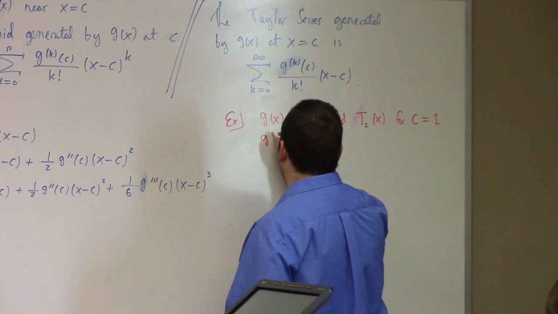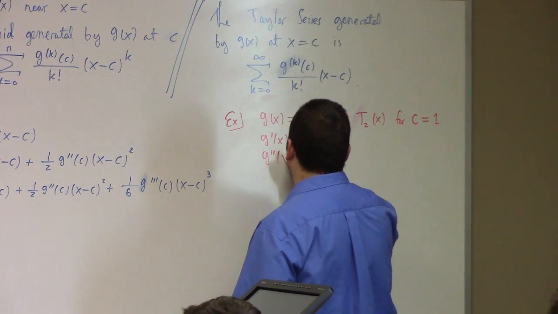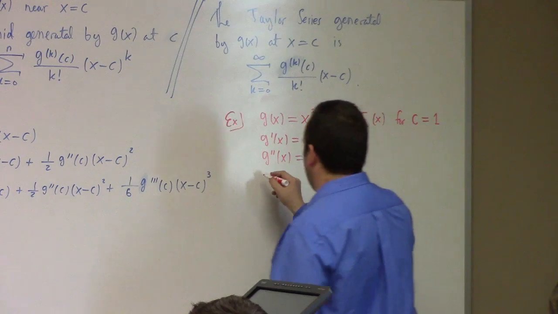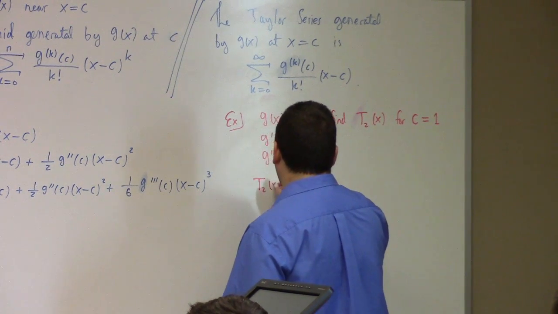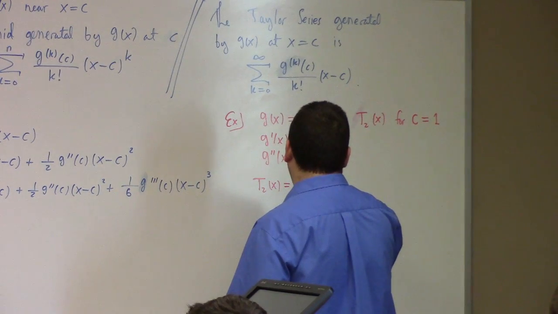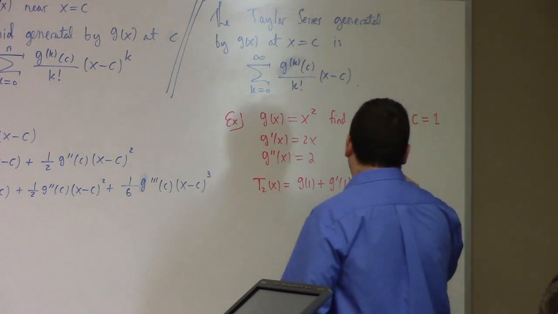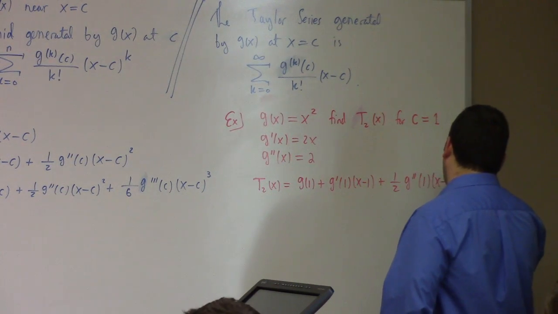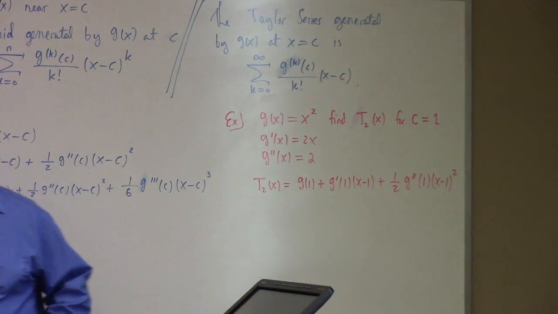G of 1, g prime of x is what? 2x. G prime prime of x is what? 2. So we've got what? T2 of x is what? It's supposed to be g of 1 plus g prime of 1 times x minus 1 plus 1/2 g prime prime of 1 times x minus 1 quantity squared. But what are those values?